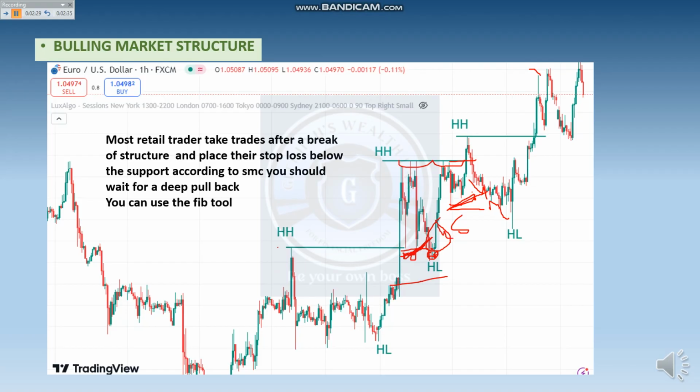The next thing you should do is to use the fib tool. The fib tool is a tool provided in all platforms. It's called the Fibonacci retracement tool, and you should use its levels. After a break of structure, look for the lowest point and the highest point. Then on the fib tool, there are the levels.